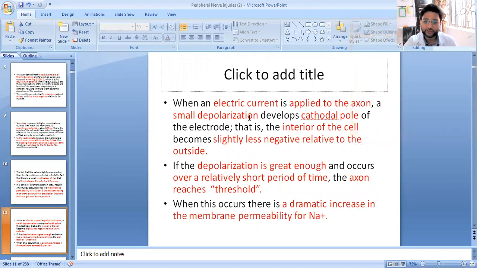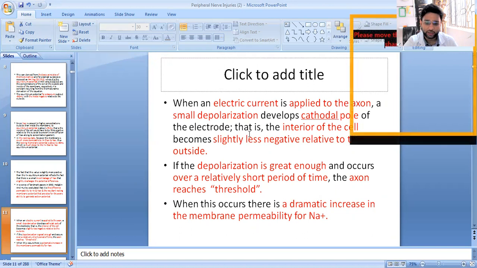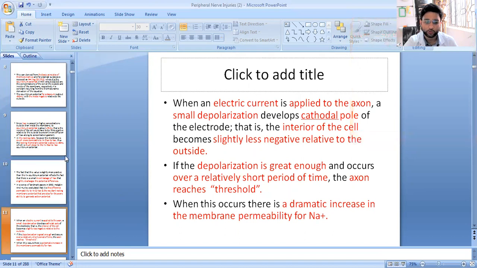When an electric current is applied to the axon, a small depolarization develops at the cathodal pole of the electrode, that is, the interior of the cell becomes slightly less negative relative to the outside. If the depolarization is great enough and occurs over a relatively short period of time, the axon reaches threshold. When this occurs, there is a dramatic increase in the membrane permeability for sodium.